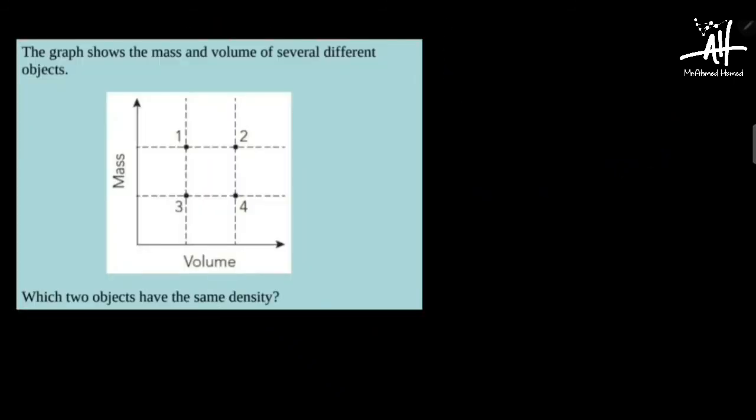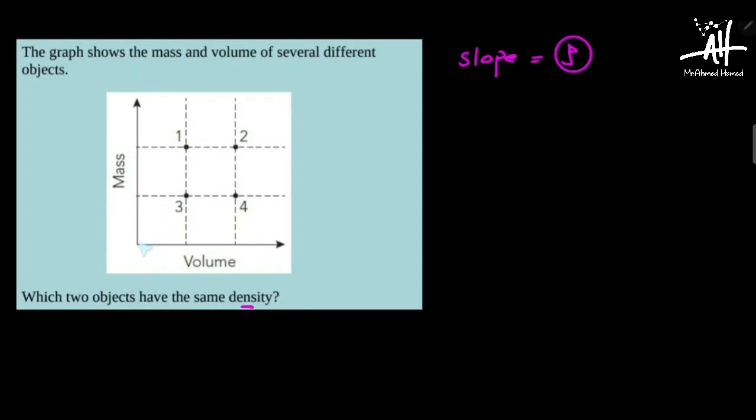This question is from the course book. He gave you a graph between the mass and the volume, and he asked you which two objects have the same density. We said that when we have a graph between the mass and volume, the slope of the graph will equal the density. So the objects with the same density should have the same slope. Let's draw straight lines for each material.